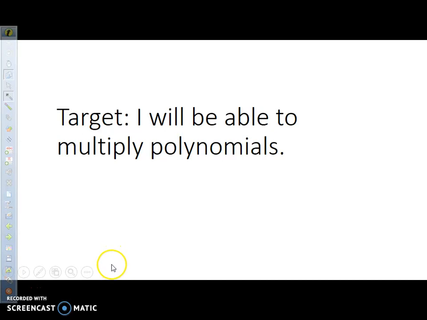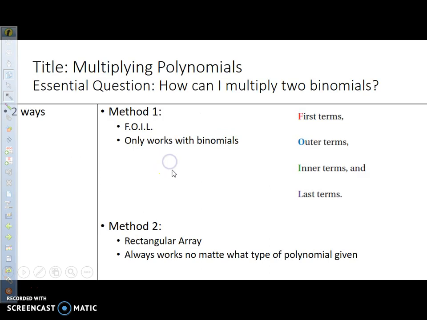Hey guys, today we are going to be looking at multiplying two polynomials. There's essentially two methods in which we can do this. The first one we're going to call FOIL. It's old school and doesn't always work, but it does work when you're looking at binomials. It only works for certain types. The second way is a rectangular array, and it works no matter what type of polynomial you're given.